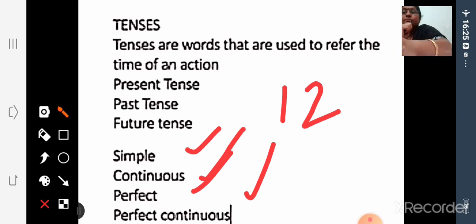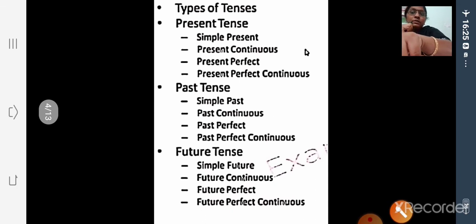Okay. So here are the names of the 12 tense forms. Simple present, present continuous, present perfect, present perfect continuous. Then past tense: simple past, past continuous, past perfect, past perfect continuous. And future tense: simple future, future continuous, future perfect, future perfect continuous. So these are the 12 tenses in English. So study these 12 names of 12 tenses.